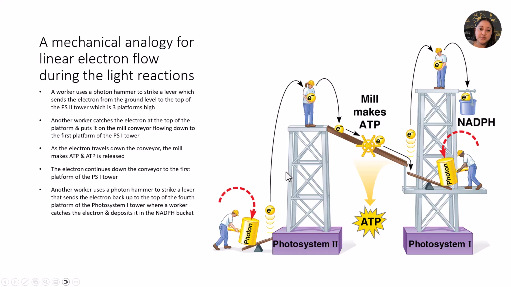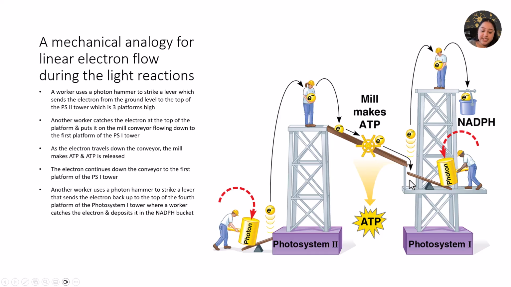And this is the photosystem 2 tower. So it's 3 platforms high, but that energy from the photon is what launches it up there. Another worker catches that electron at the top of the platform, puts it on a mill conveyor belt that flows down the first platform to the next tower, the next photosystem. While it's rolling down that conveyor, this mill makes ATP, and ATP is released. So it's kind of using that energy to make ATP.